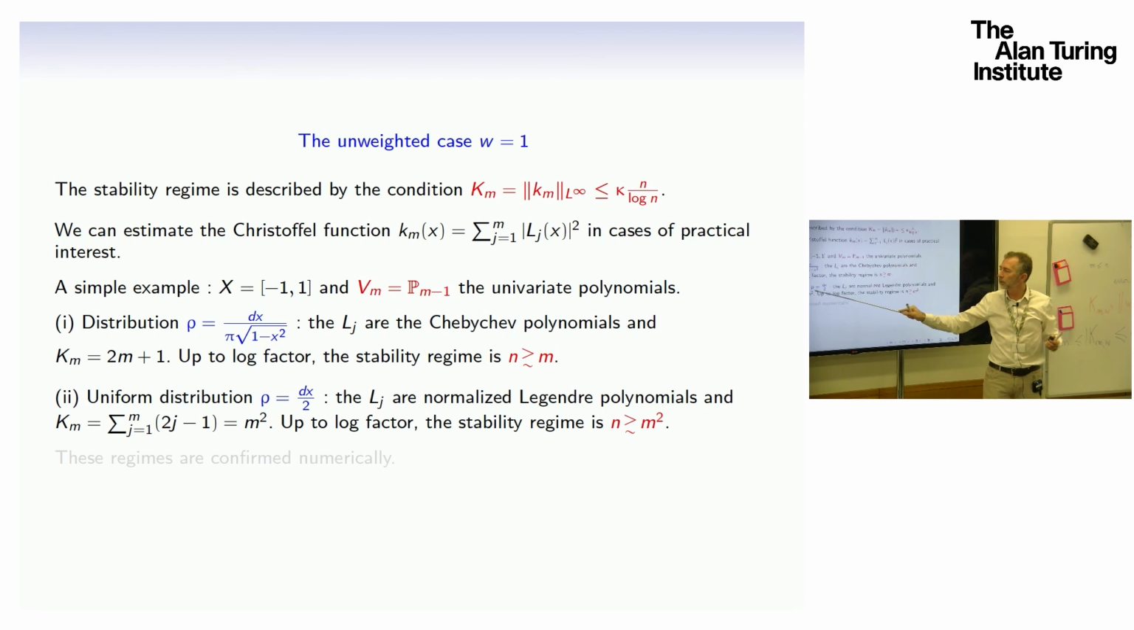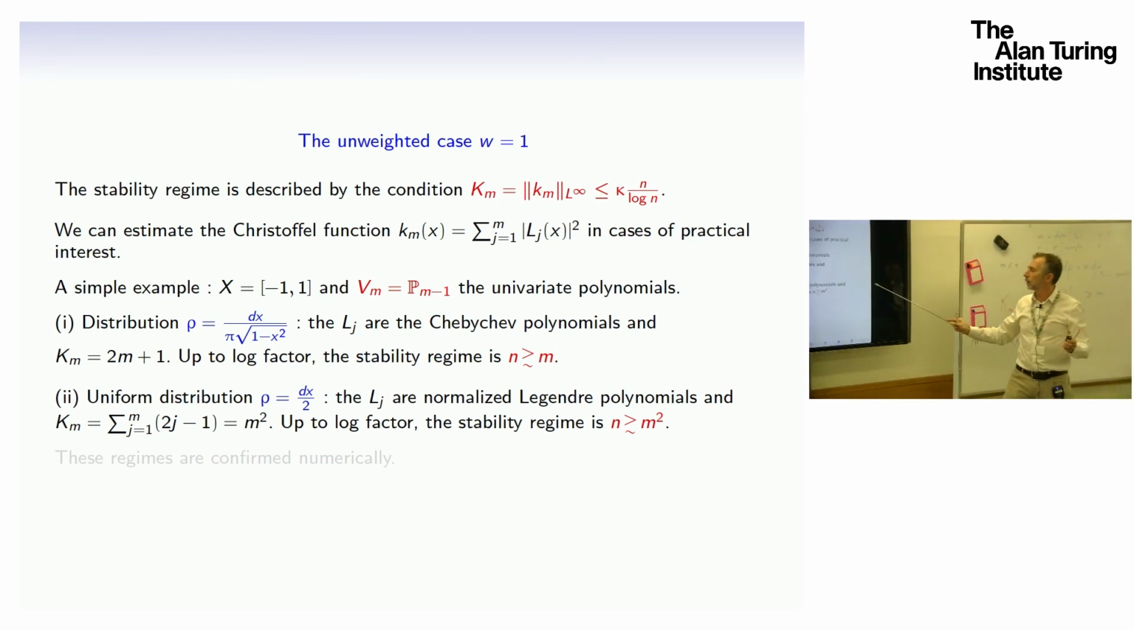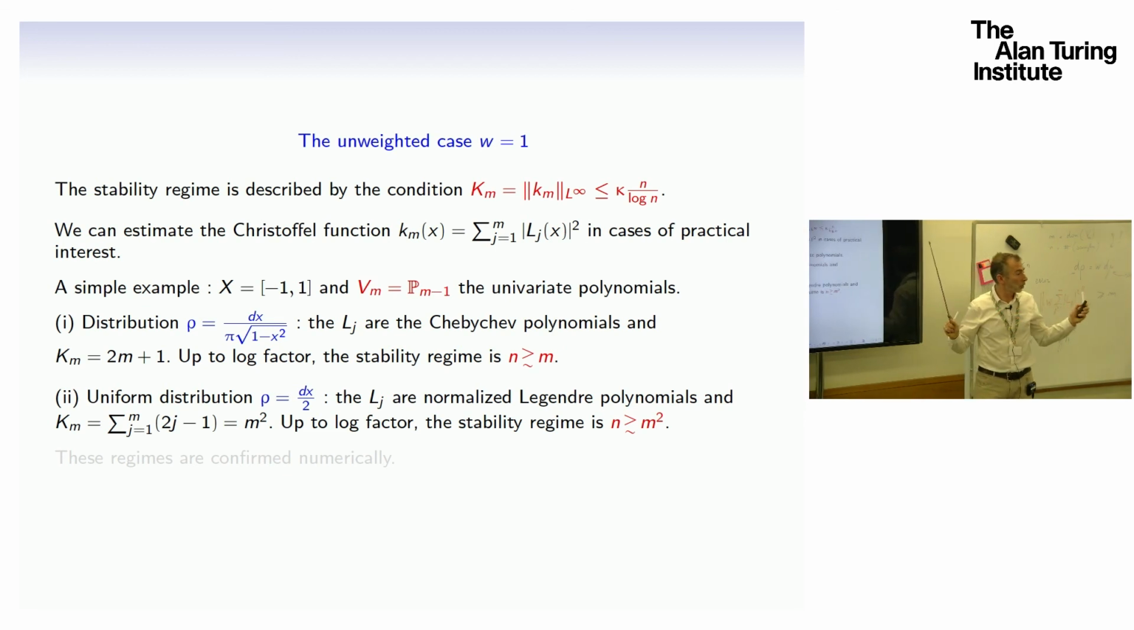Now let's take a look at the uniform distribution, which is maybe the most natural one. Then the L_j are no more the Chebyshev polynomials.